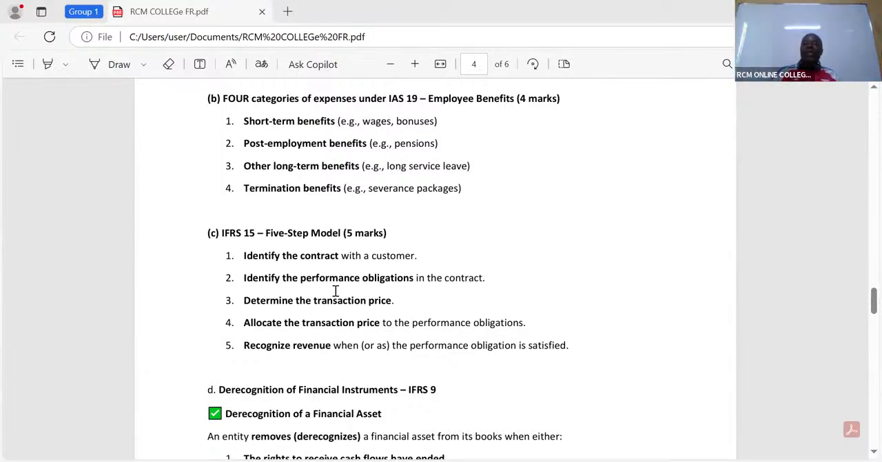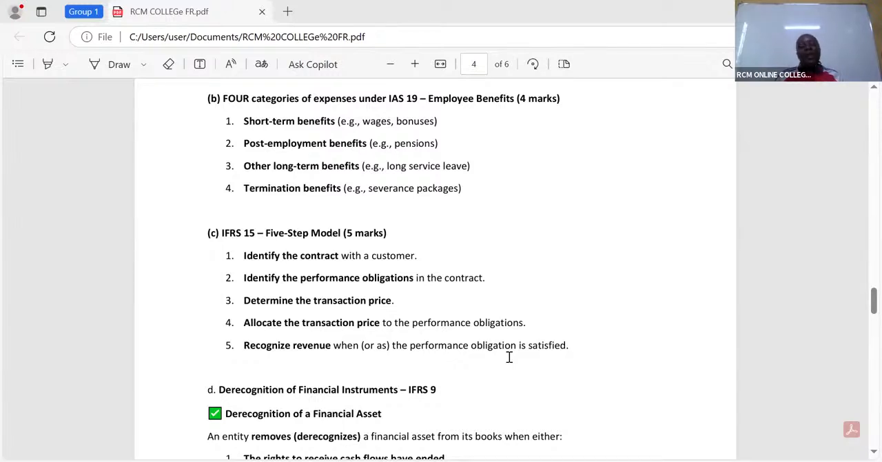And then now you as the accountant, have you been able to allocate the transaction price between the performance obligations? Safaricom has said it's giving us the internet. It's giving us computers. So out of the 20,000, how much should be taken to the internet and how much should be allocated or apportioned to the computers? Allocate the transaction price to the performance obligations. And then you recognize revenue when or as the performance obligation is satisfied. When the performance obligation has been satisfied, keep on recognizing revenue like that.